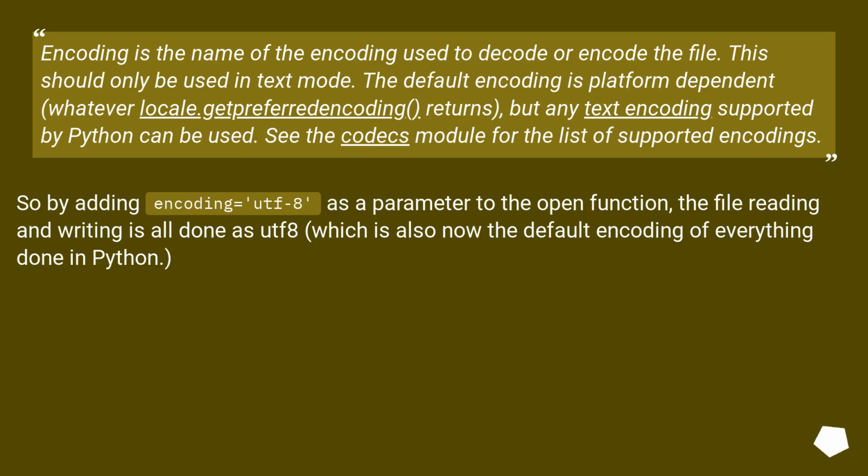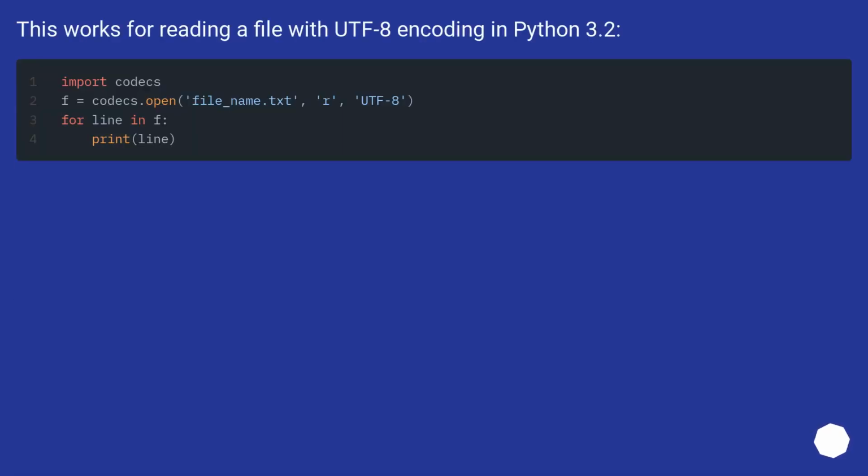So by adding encoding equals UTF-8 as a parameter to the open function, the file reading and writing is all done as UTF-8, which is also now the default encoding of everything done in Python. This works for reading a file with UTF-8 encoding in Python 3.2.